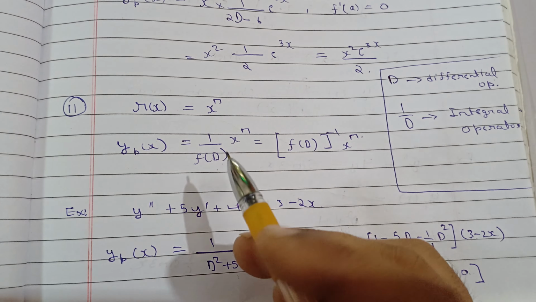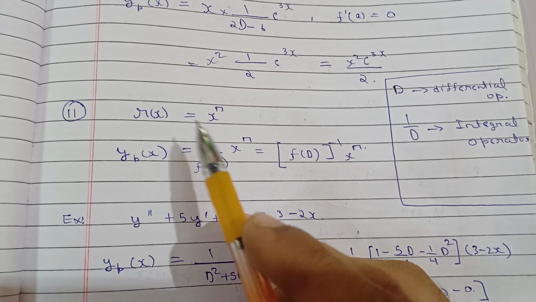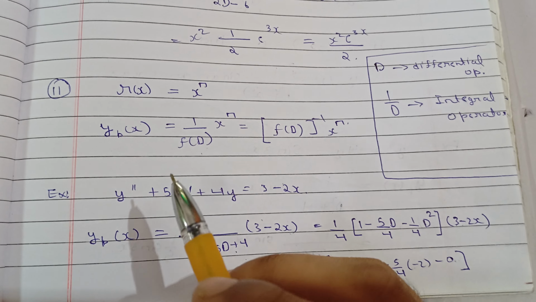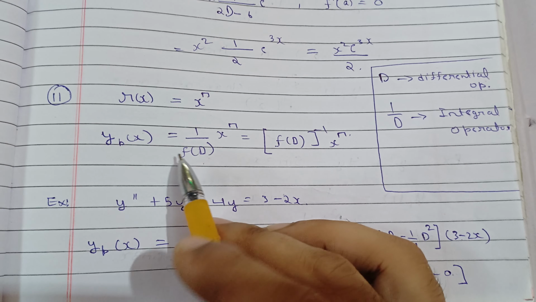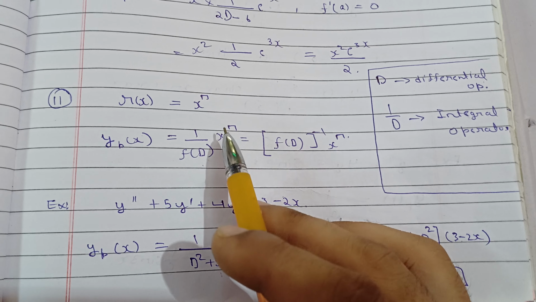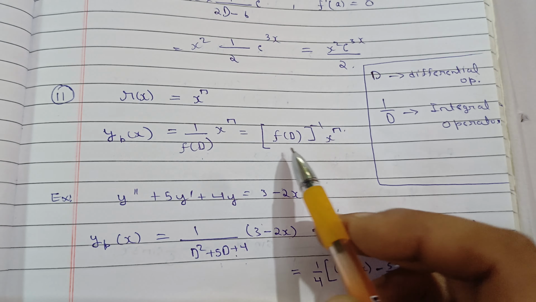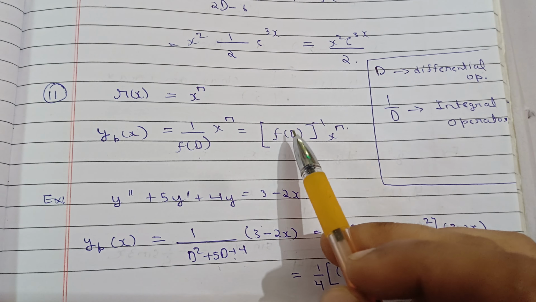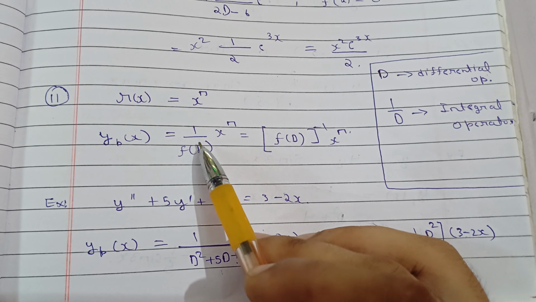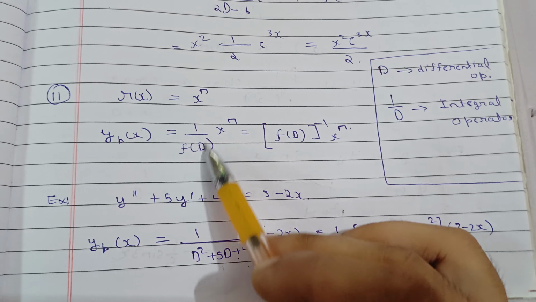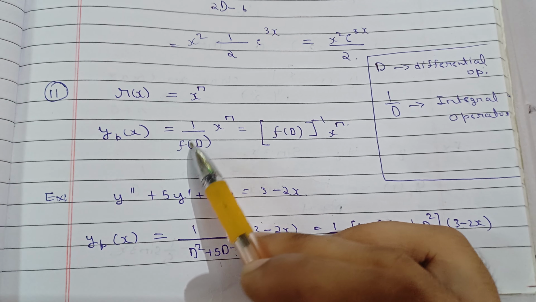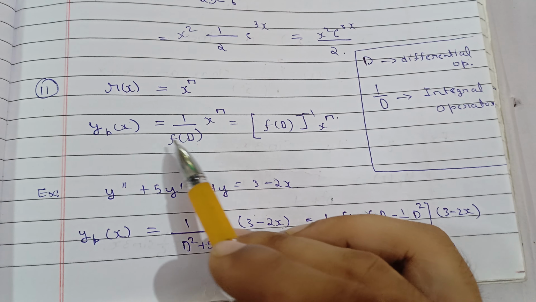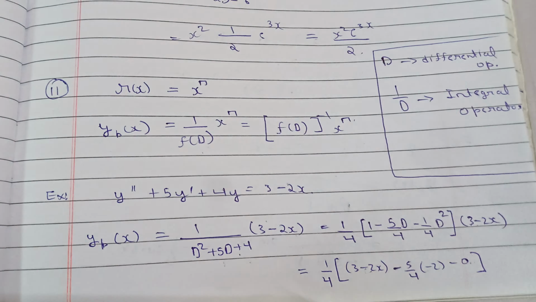Now let's say in place of e to the power ax, we have R(x) equal to x to the power n. Then how do we find the solution? Then the solution will be 1 upon f(D) of x to the power n. It means you take the reciprocal of this, solve this inverse, and operate it. Whatever is on the right side of 1 upon f(D), you operate this whole function on that. After operating, it will go to the left side. Let's see one example for this.